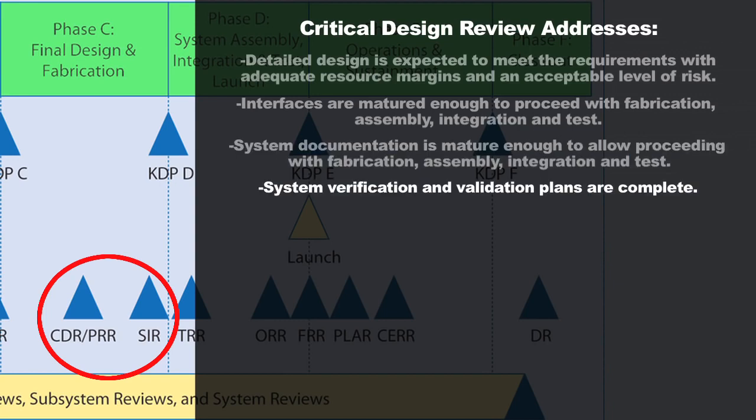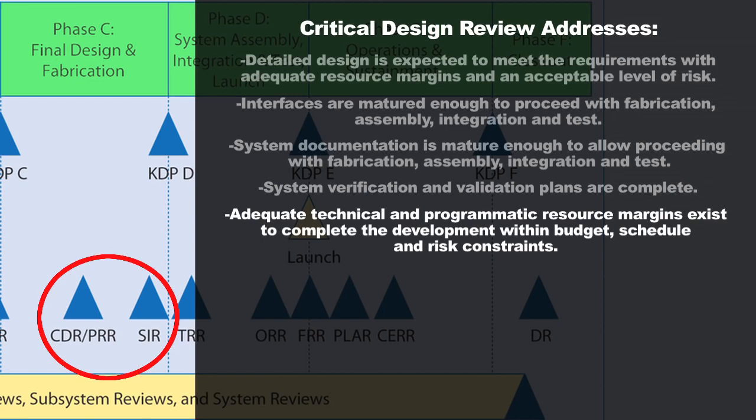They'll also be looking to see that your system verification and validation plans are complete all the way down to the lower level, to make sure that you're going to be able to both verify and validate the components all the way up through the subsystems and all the way through the full system as you start to build up the spacecraft during the next phase. They're going to look for adequate technical and programmatic resource margins and make sure that, again, you can, within the money and the schedule you have available, complete the development and not have to end up asking for more funds or not meeting your launch date or whatever your other constraints are.